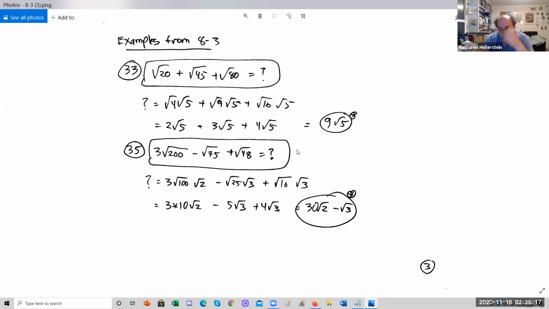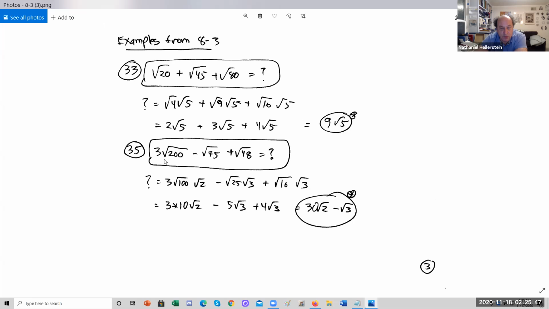Okay, so here's some examples. Same thing: root 20 plus root 45 plus root 80. Let's simplify these. Root 20 is root 4 root 5, root 45 is root 9 root 5, root 80 is root 16 root 5. Root 4 is 2, root 9 is 3, root 16 is 4. So 2 root 5 plus 3 root 5 plus 4 root 5. You add the coefficients, 2 plus 3 plus 4 makes 9. So in the end, you get 9 root 5.